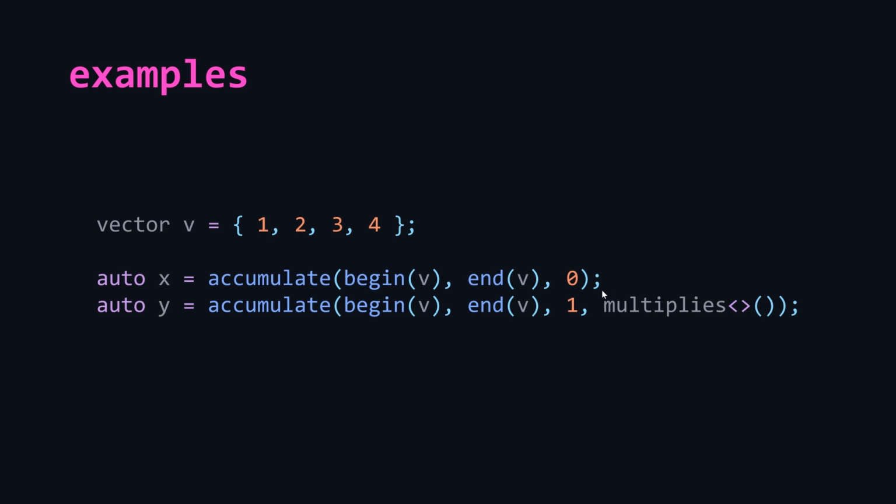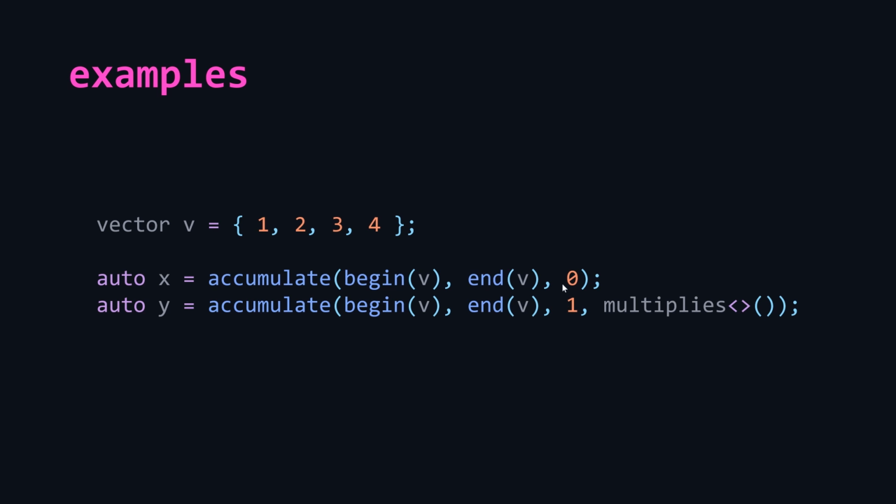So for the first one, we're just going to be adding up the numbers, and our initial value is going to be 0. Note that when using auto with accumulate, the type that is deduced or inferred is based on the third parameter here, the type of init. So because 0 and 1 are integers, x and y are going to be type inferred to be integers. And so for x, we're going to end up with 10 because that's the sum of 0 and 1, 2, 3, 4. And for y, we're going to end up with 24 because we're going to end up with the product of the elements in our vector v.